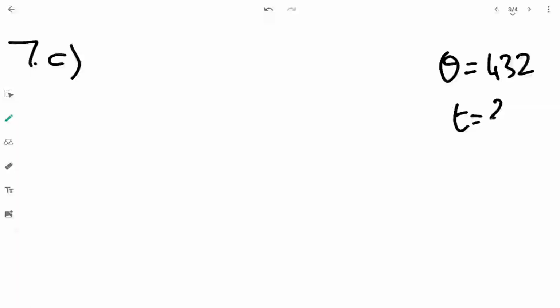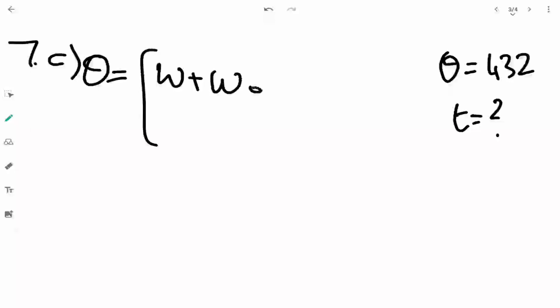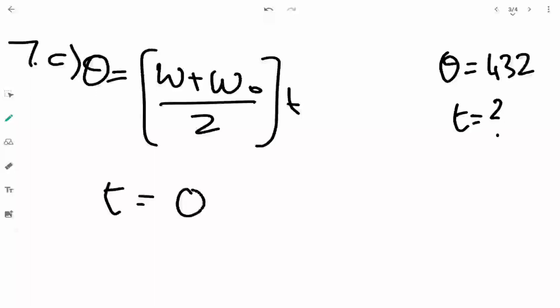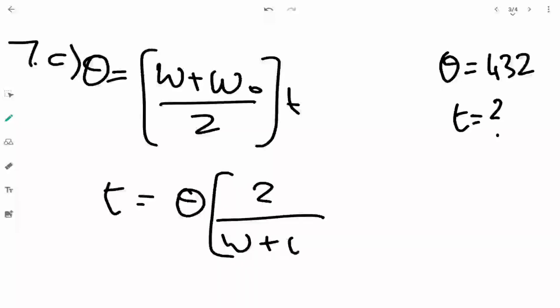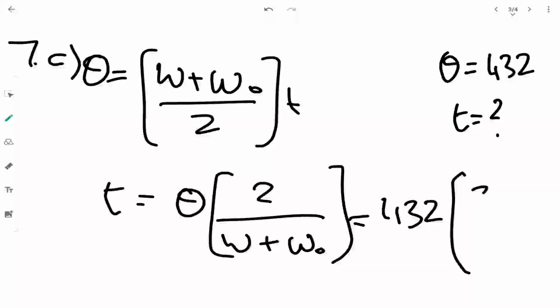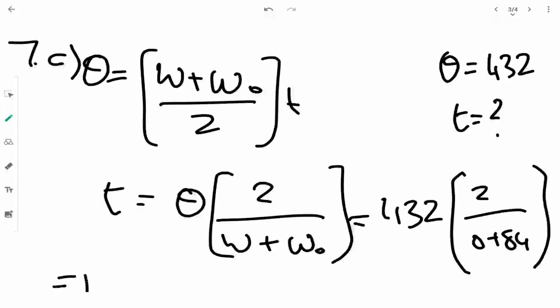So the formula is theta is equal to the angular velocity plus the initial angular velocity, over 2, times time. Solving for time, you will get theta times 2 over omega plus omega 0, which will be 432 times 2 over 0 plus 84, and you'll get 10.29 seconds.